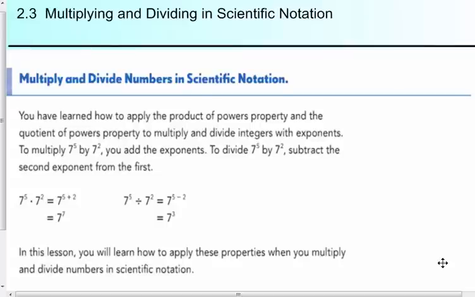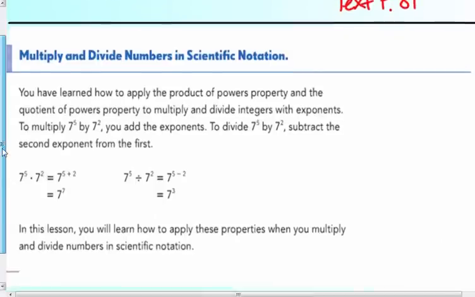Today we're in Chapter 2, Section 3, talking about multiplying and dividing numbers in scientific notation. Now we've done the adding and subtracting. Now we're going on to the other two operations, multiplying and dividing. This is in your text on page 81 if you want to follow along, page 81.